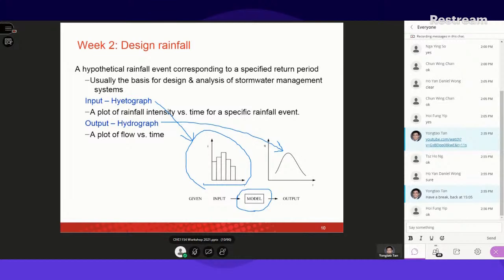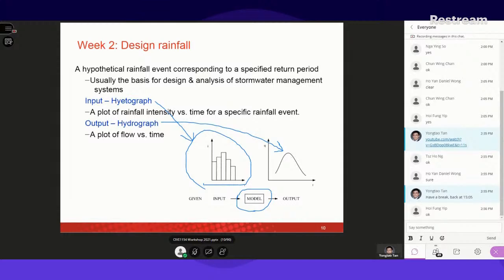For example, for a minor storm event, the recurrence interval could be 2 years. But for a major storm event, that could be 50 years. The design storm also depends on the temporal pattern of rainfall. The temporal pattern means how the intensity changes with time.